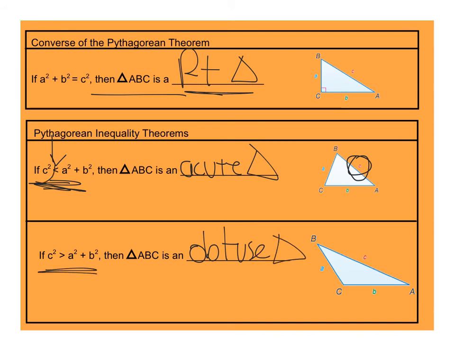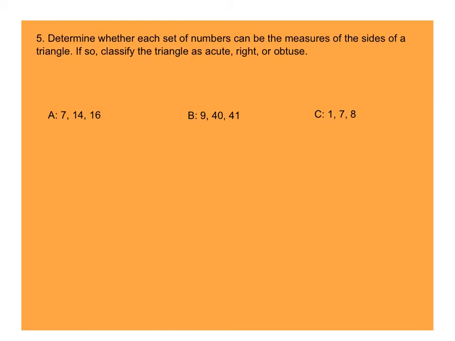So think about it in terms of C squared. If C squared is small, it's acute. If C squared is big, it's obtuse, which kind of makes sense, because if my biggest side is smaller, it should be a smaller triangle. If my big side is bigger, it's going to be a bigger triangle. So figure out if these are going to be acute, right, or obtuse.